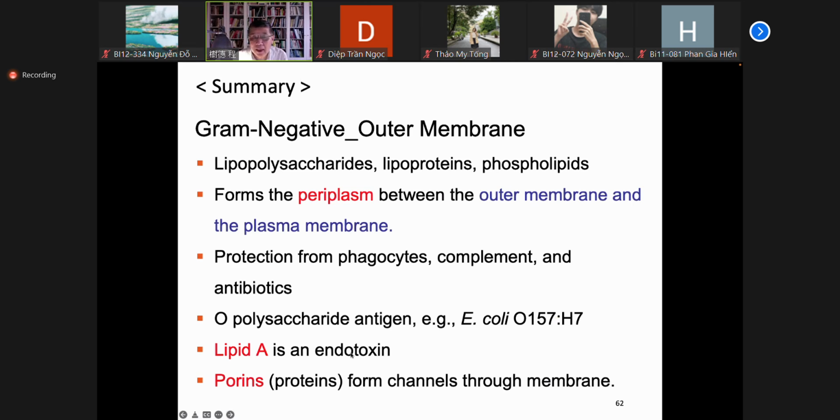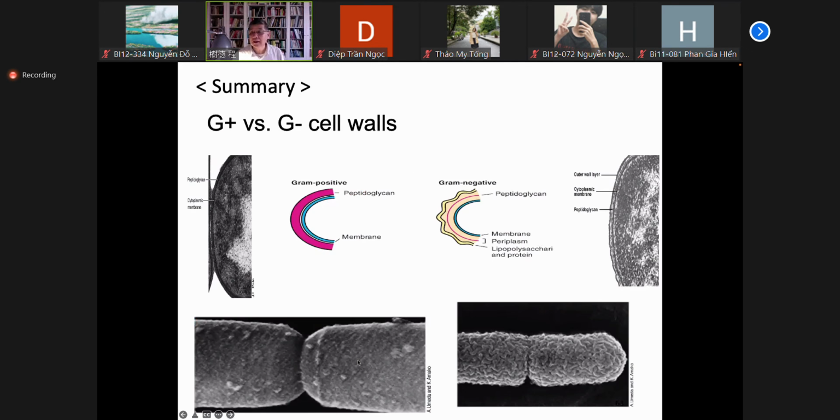Okay, so let me summarize the gram-positive and gram-negative outer membrane. The gram-negative ones have lipopolysaccharide, lipoprotein, phospholipid, and also these structures. And you can see from each micrograph, the gram-positive ones are simple. That is the one thick wall and one plasma membrane. Okay, see, one thin plasma membrane, and a thick peptidoglycan.